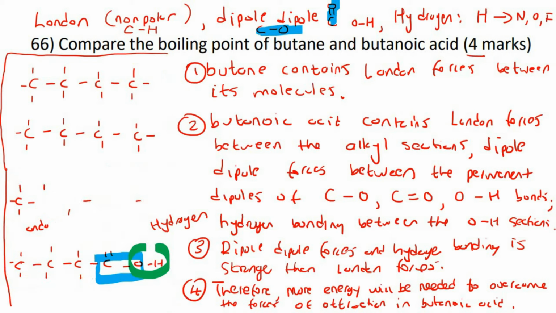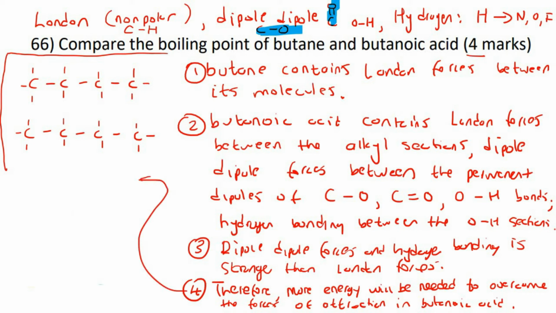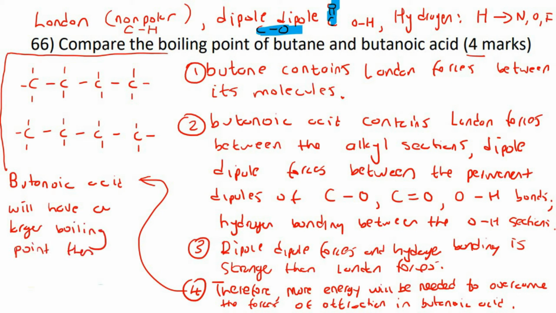So I'm going to erase all of this, if you don't mind. Let's carry on here. Therefore, butanoic acid will have a larger boiling point than butane.